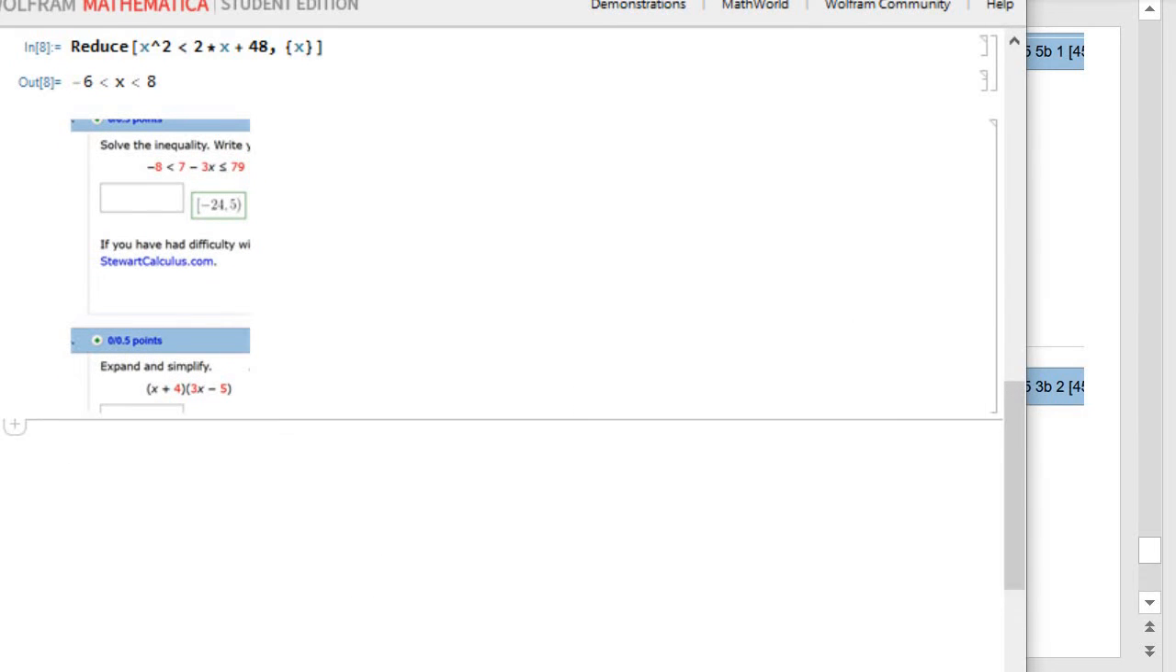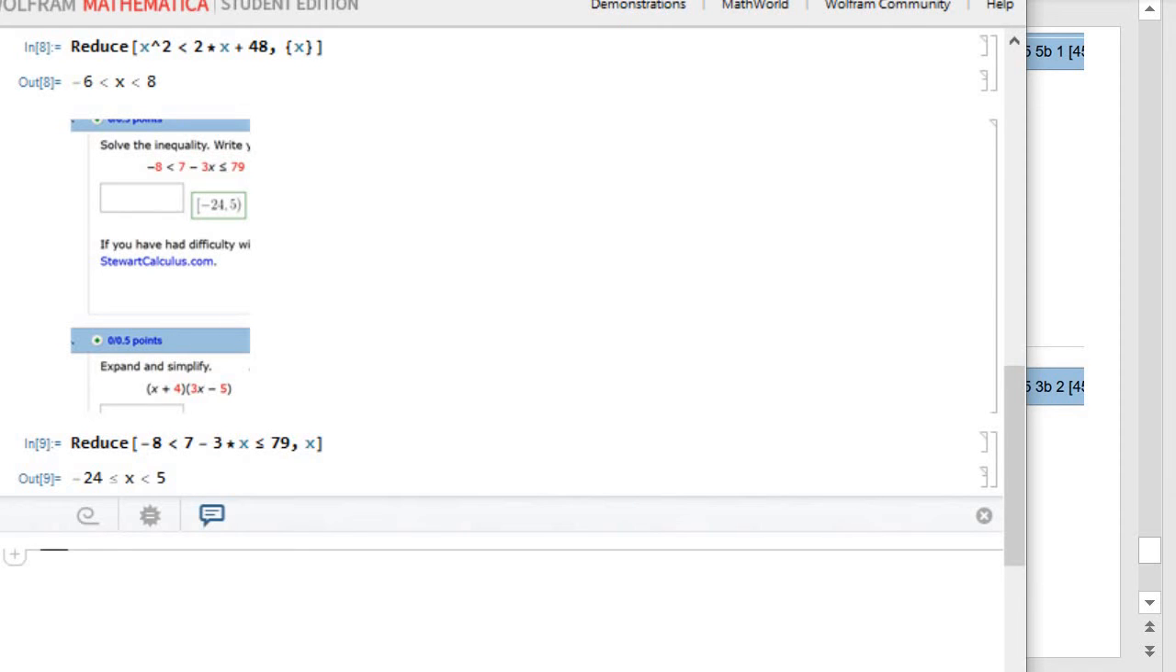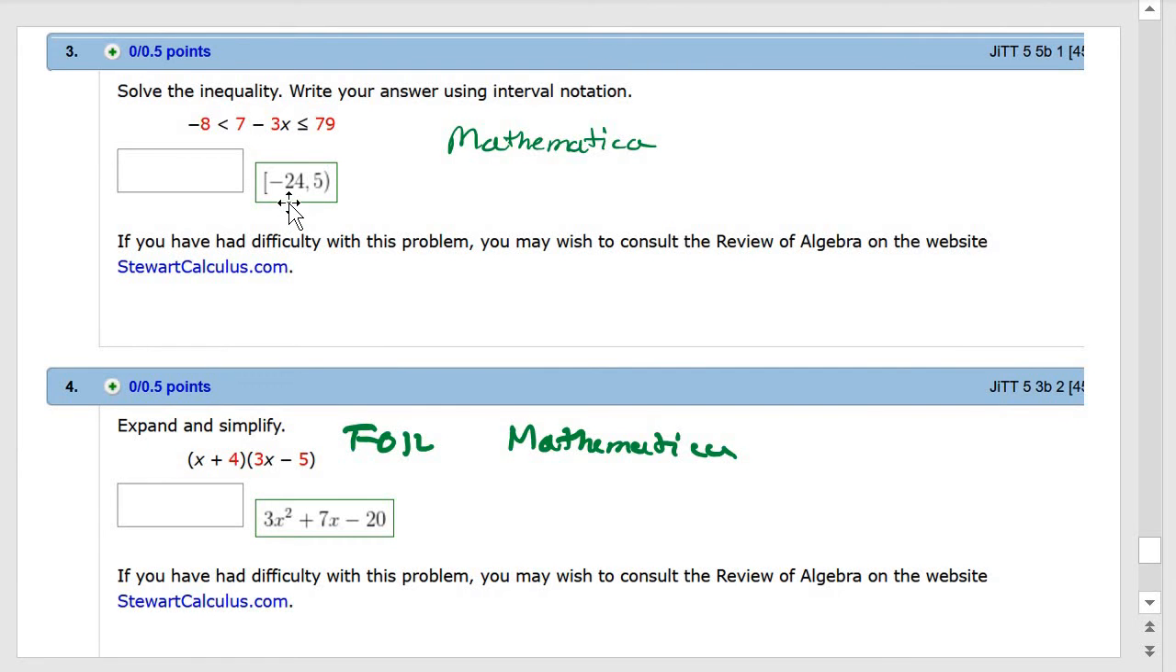All right, so the first one, we know the command is Reduce. I just put in the entire inequality: -8 is less than 7 minus 3 times x is less than or equal to, that's how we do a less than or equal to, 79. And notice that it automatically made that a less than or equal to. And I'm solving for the variable x. So it gave me the interval -24 to 5. And if you look over here, it's closed bracket -24, open bracket 5.